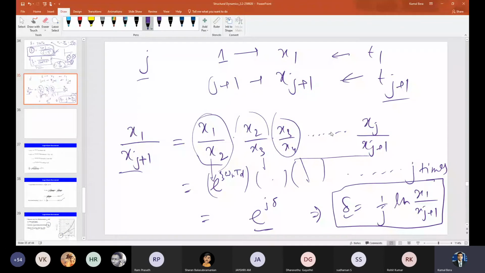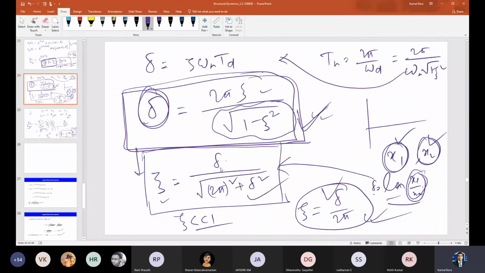So this delta we have got is 1 by j ln x1 by x(j+1). Let's say after 10 cycles you obtain some response. At the first cycle you have calculated x1, and after 10 cycles you have calculated x11. Then you just take 1 by 10 ln x1 by x11 to obtain delta, and put the delta in this expression or in this expression. If your damping is very small, you can conveniently use this expression to obtain the damping ratio. Clear?